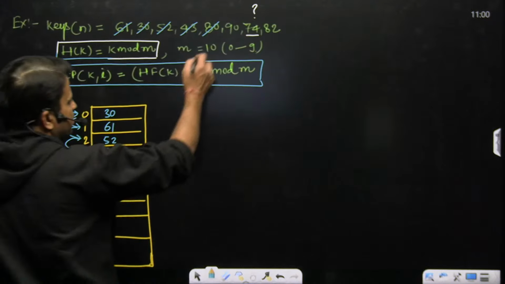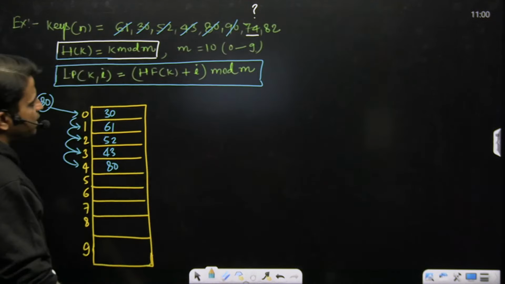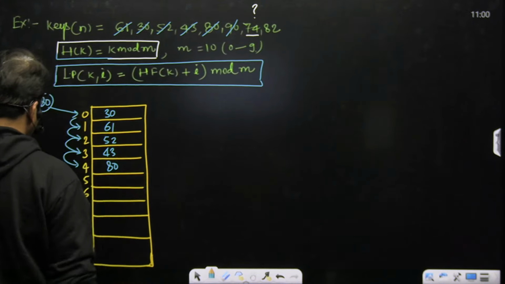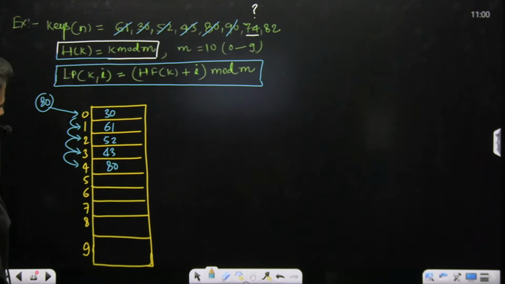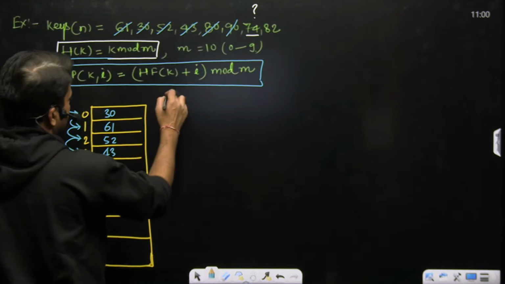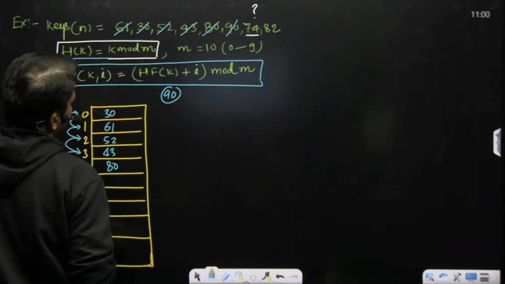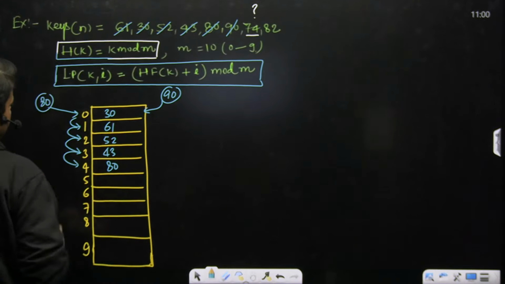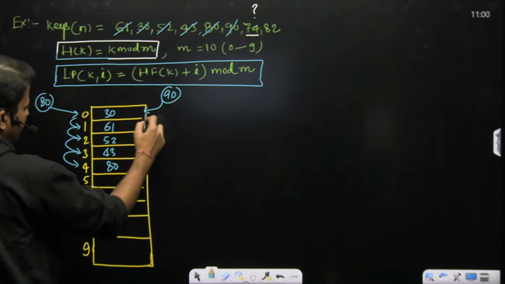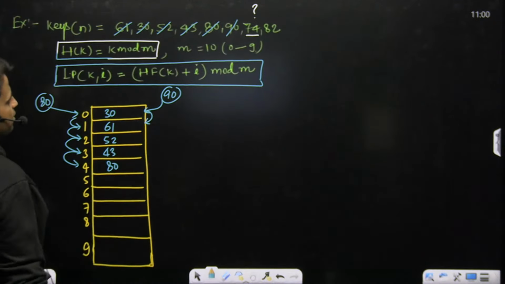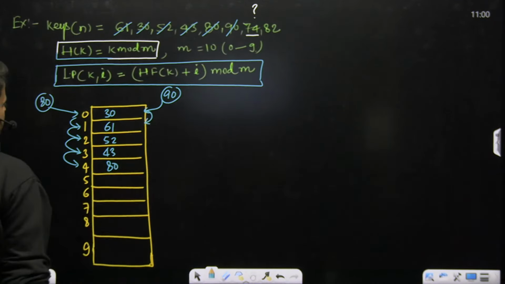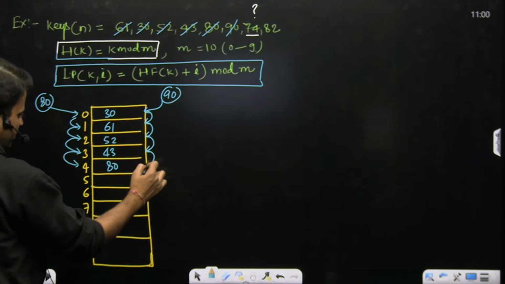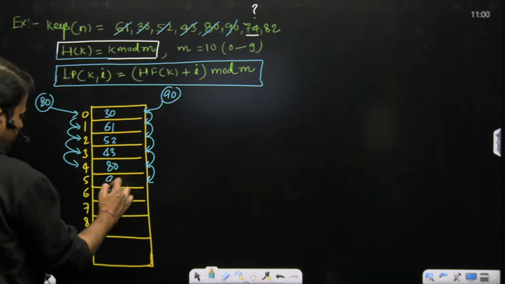Now I want to store 90. First apply the hash index; it gives 0. But 0 is already occupied. Now linearly I'm checking the next slot, already occupied. Next slot, already occupied. And 90 is stored here.